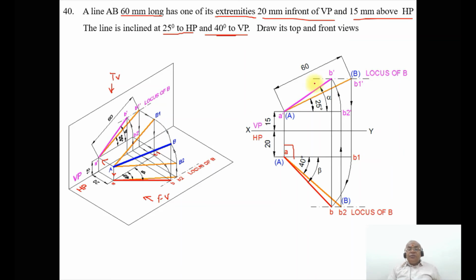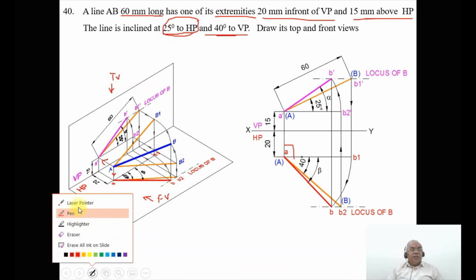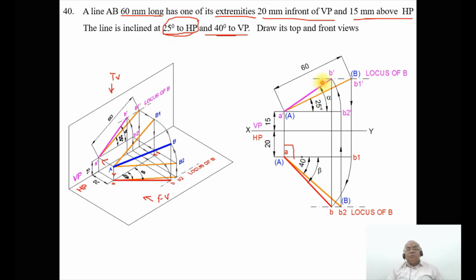So then what we need to do now is identify the point A dash and small a. Then you write capital A here and capital A here as one of its extremities, and the line is inclined at 25 degrees to HP, since the inclination given is with respect to HP. So obviously that line is going to be here, and that point is going to be here, A dash.